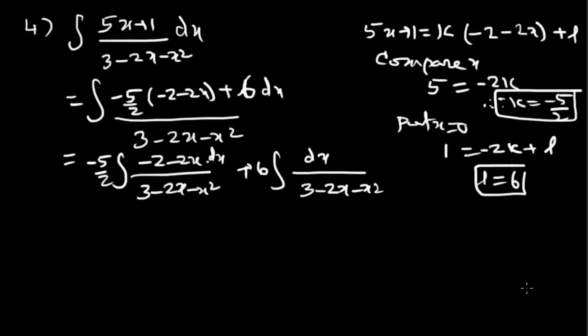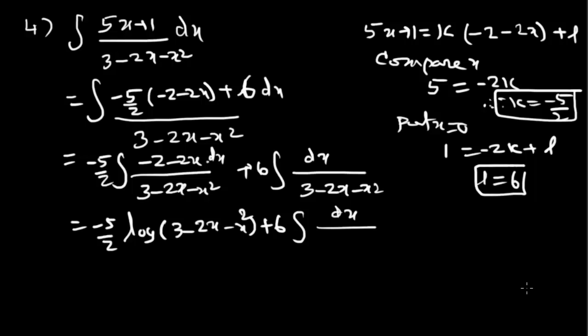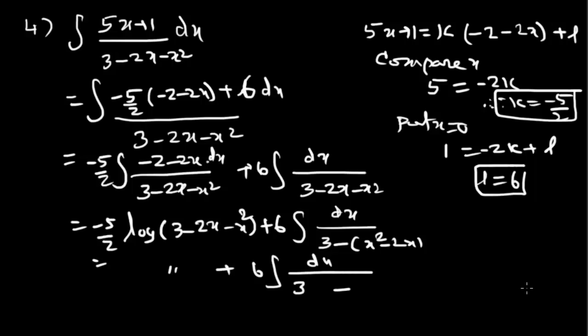So here, in the first expression, the differentiation of the denominator can be found in the numerator. So it is minus 5 by 2 log of 3 minus 2x minus x squared, plus 6 into integral dx by 3, I keep, and take a minus sign outside. So here x squared minus 2x. Now this first expression you write ditto, plus 6 into integral dx by, keep 3 a little gap, minus, quotient of x is minus 1.